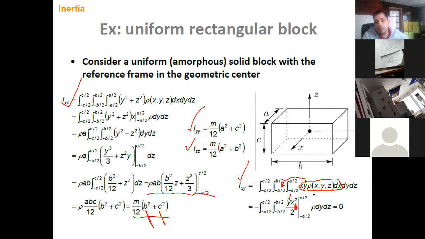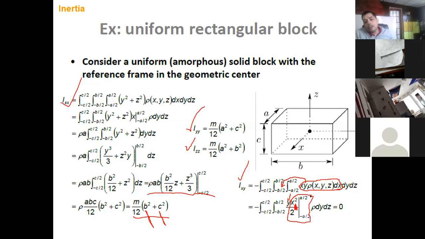What is this guy here? So if you do that, what do you get here? If you plug in the values of the limits, then you get x square over 2, which is a square over 4 minus negative a whole square, you will get a square again. So a square over 4 minus a square over 4, divided by 2.